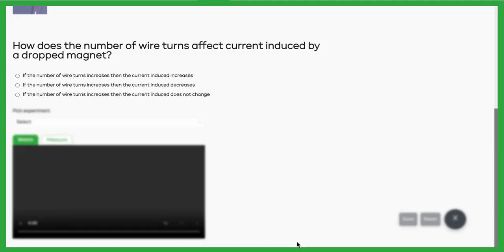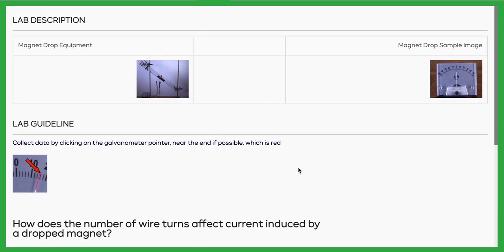Welcome to the Smart Science measuring video about the lab called Magnet Drop. Now in this lab we're going to drop a magnet through some coils of wire and see how much current is induced on a galvanometer.